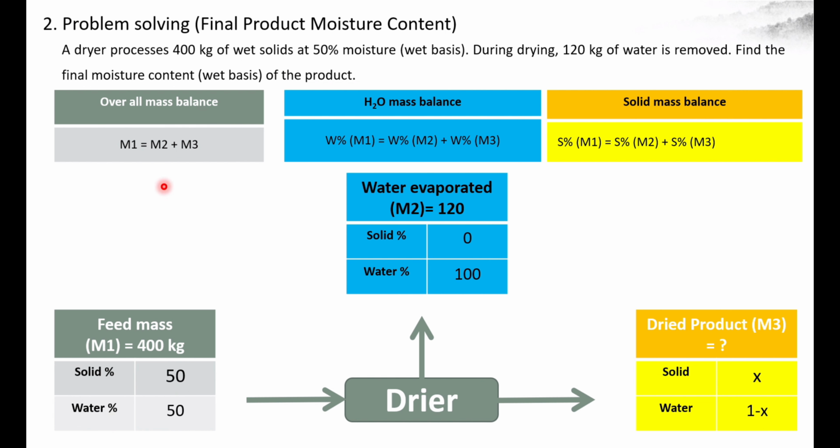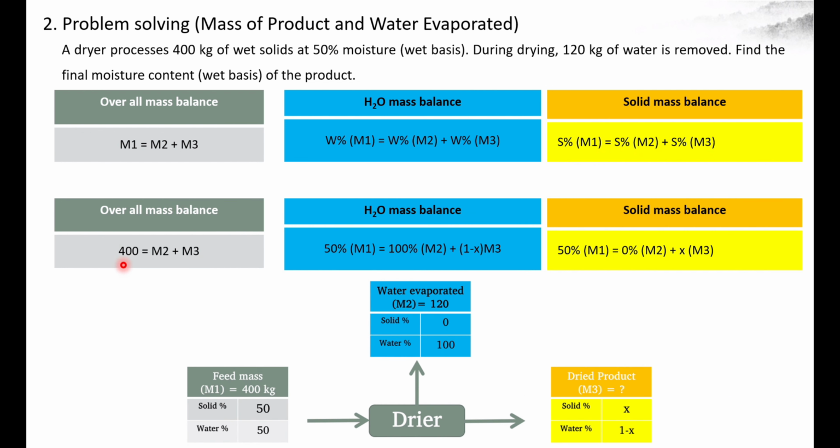Then the water balance. We multiply the water percentage in each stream with its mass: the M1 stream with its water percentage, the M2 stream with its corresponding water percentage, and similarly for M3. Now coming to the solid balance, again the same mass balance equation, M1 is equal to M2 plus M3, but each stream is multiplied by the respective solid percentage. So the solid percentage in the M1 stream, in the M2 stream, and in the M3 stream.